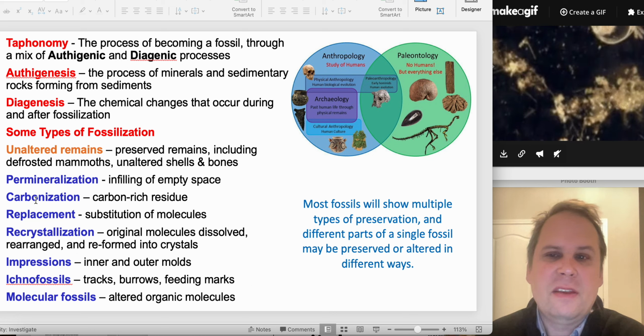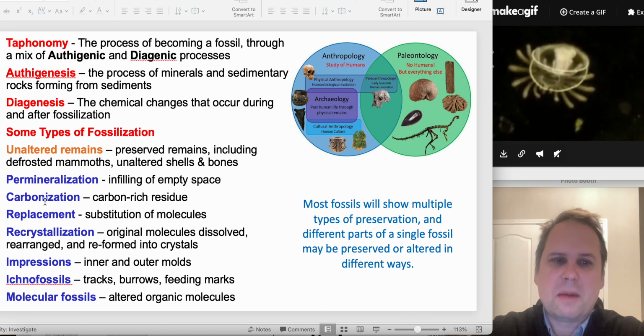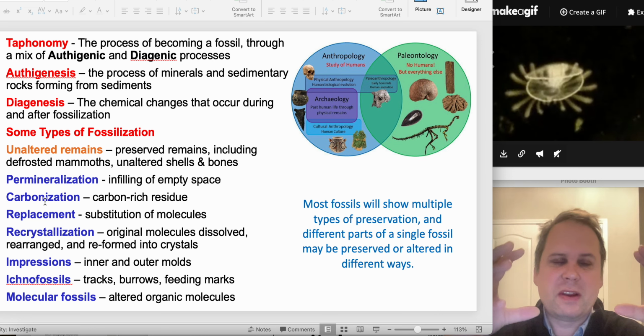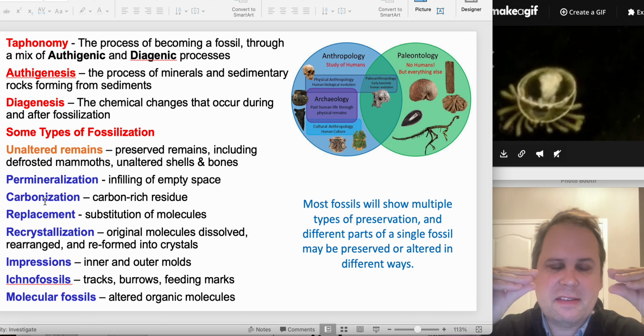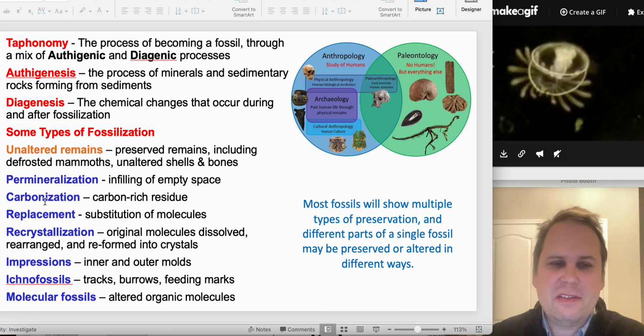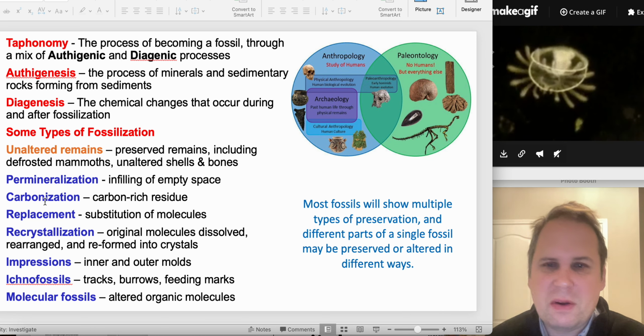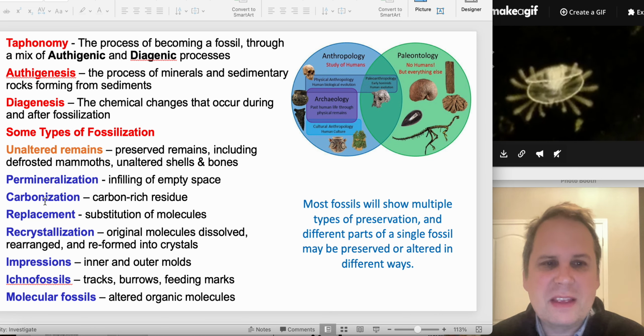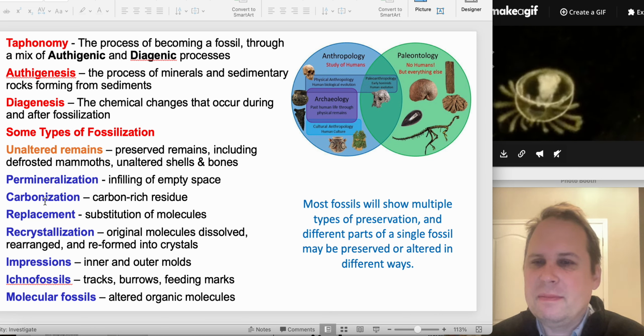Carbonization, you're going to see basically just a carbon skeleton. So you're going to have an organism, the organism is going to get flattened, and a lot of the other minerals that used to make up the organism are going to get leached out, and you're going to be left with mostly a carbon skeleton.